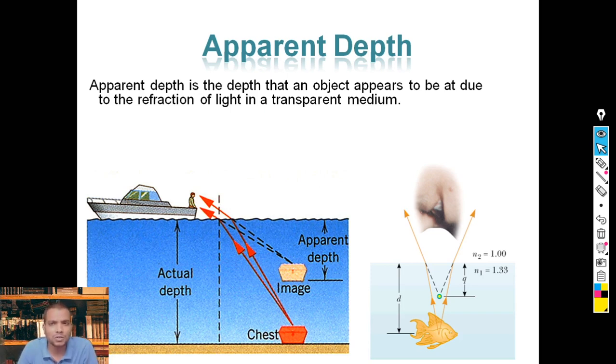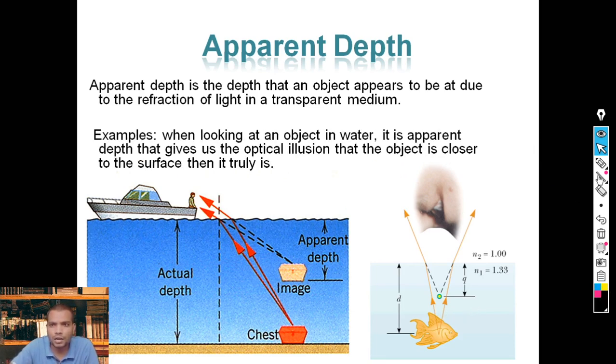It appears due to the refraction of light in the transparent medium. Here, water is the transparent medium. Likewise, if you observe the next picture, the location of the fish: if you want to catch a fish underwater, you will always fail unless you know this technique, because the fish appears to be just above its original position.